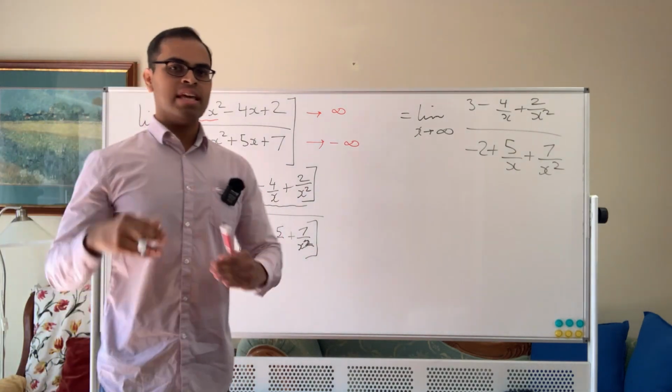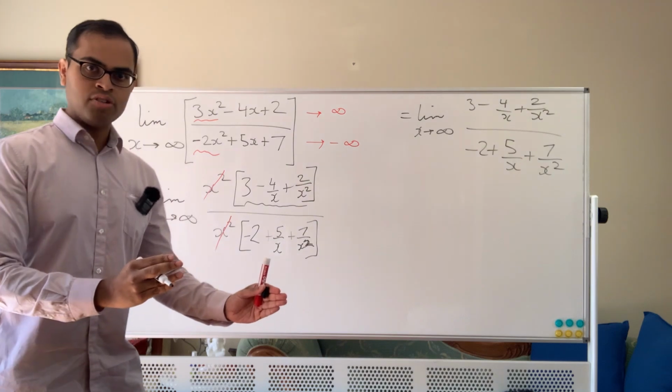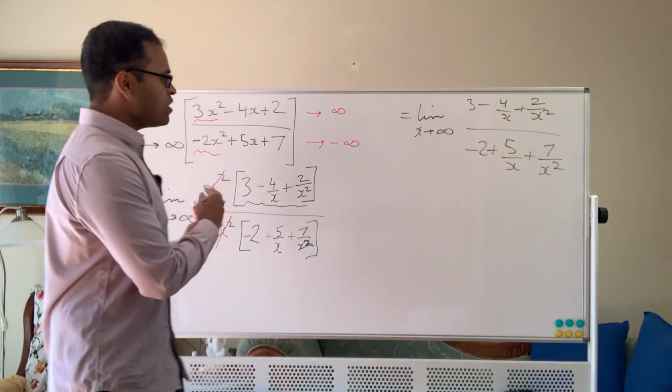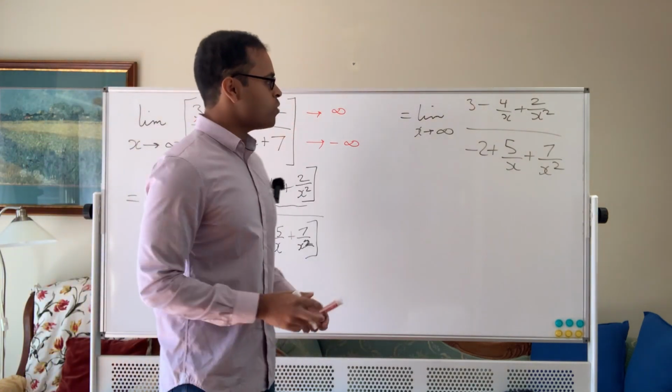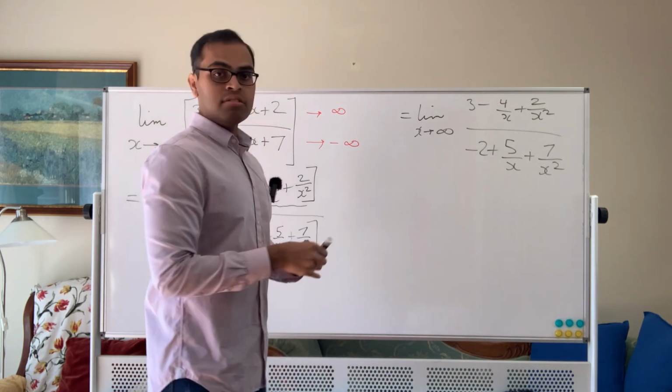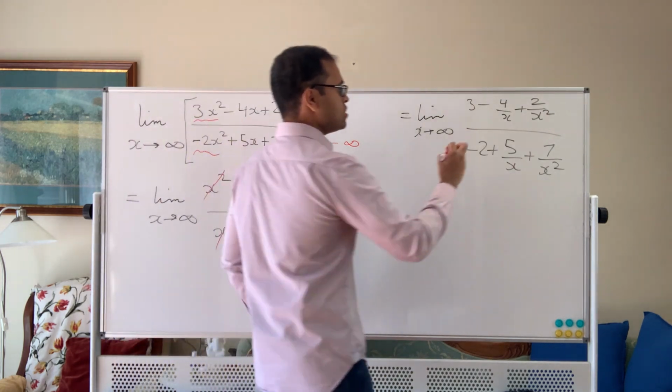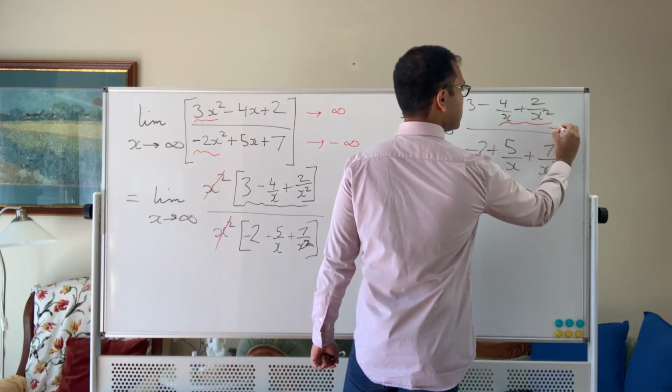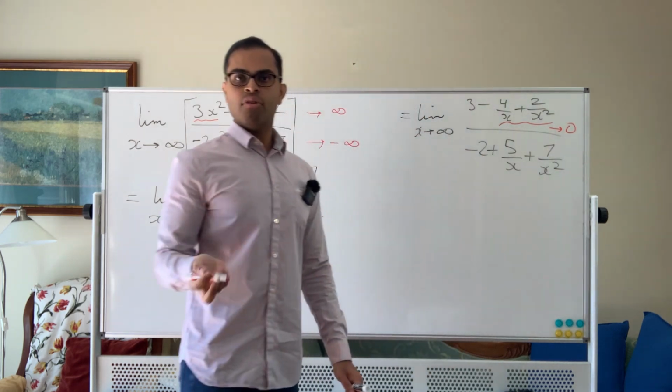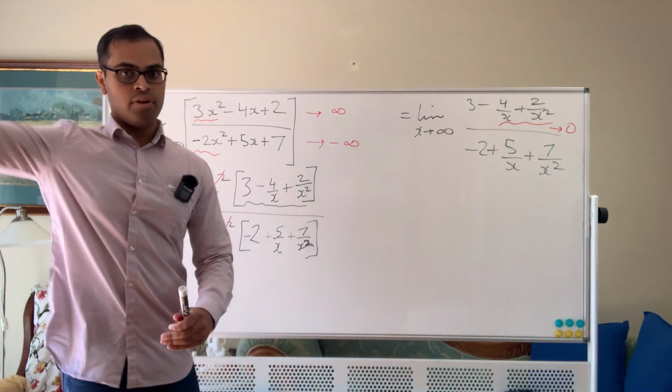It's always the same. With 0 over 0 limits, cancel the culprit on top and bottom, then plug in. With infinity over infinity limits, we cancel the x squared on top and bottom, then plug in. As x goes to infinity, this whole thing in red is going to go to 0, because you're dividing 4 over x plus 2 over x squared, with x going very large.